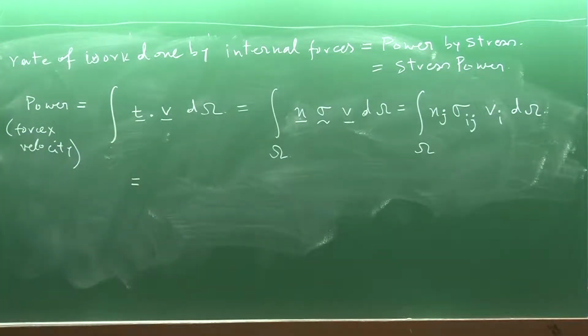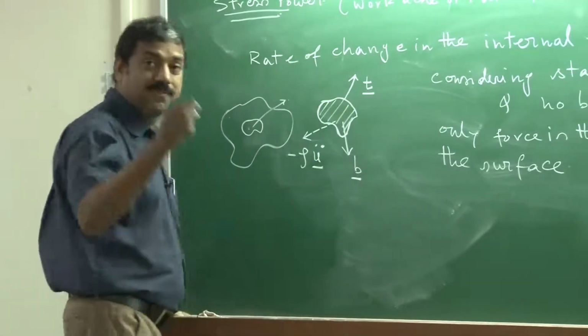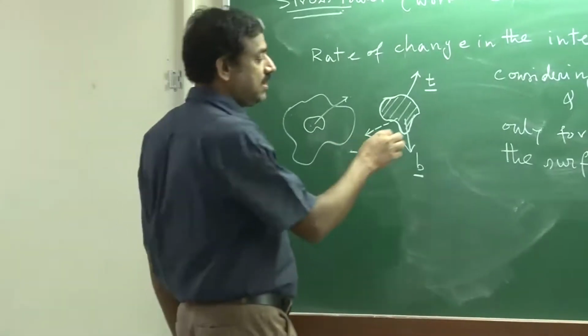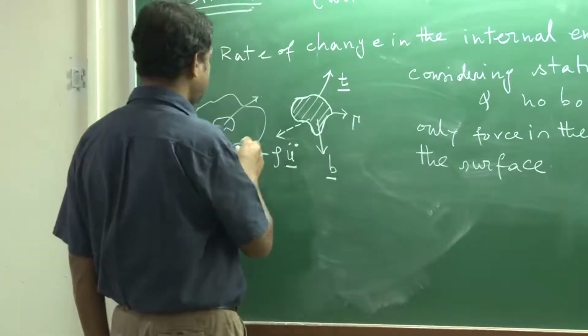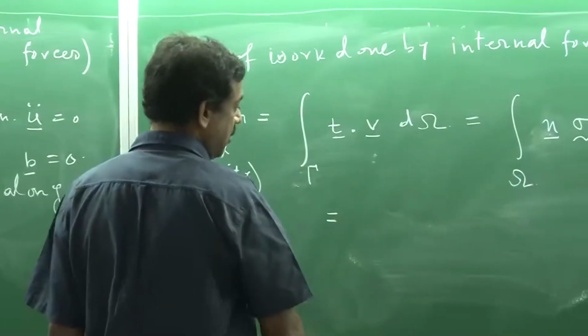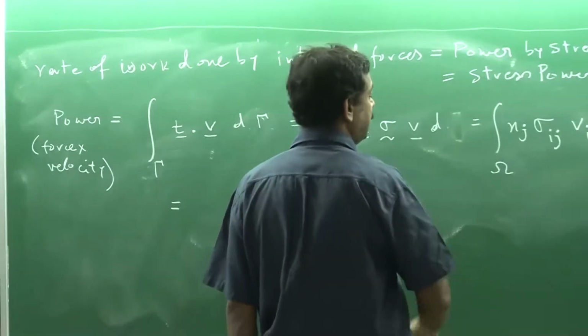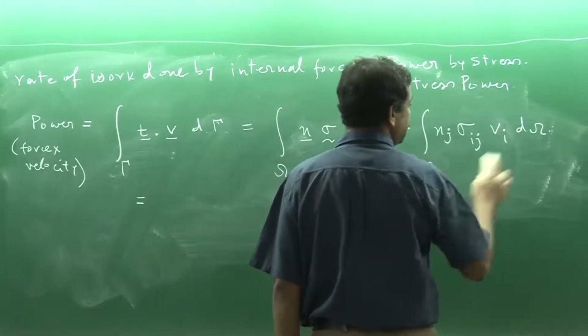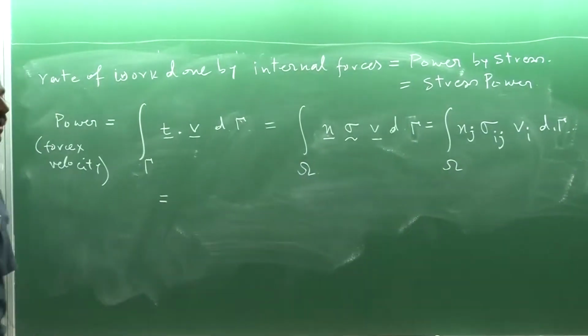This integral is over the boundary of the small domain. The boundary is defined by capital lambda, whereas the volume is defined by capital omega. So, when I am integrating this, I should integrate over lambda. Lambda is the surface, please note that, because the traction is acting over the surface. That is why I am writing d lambda.